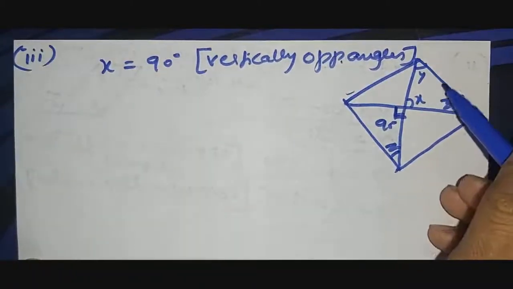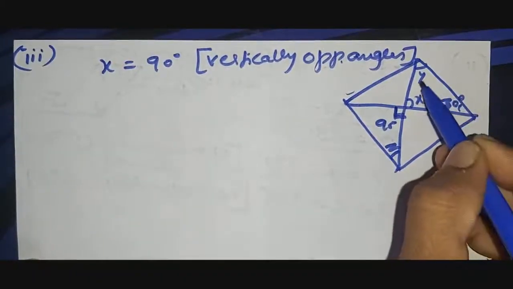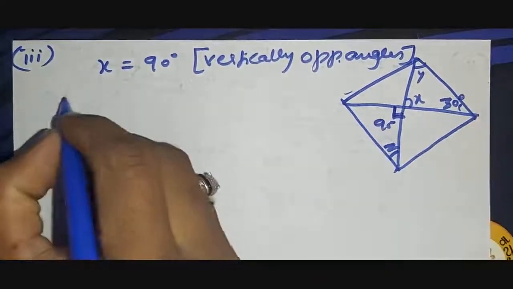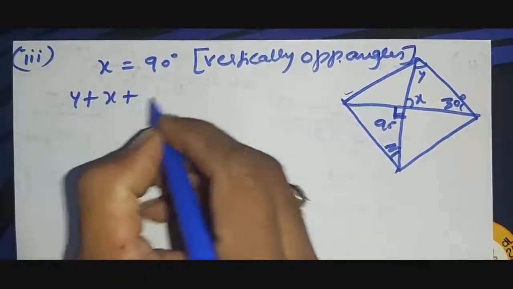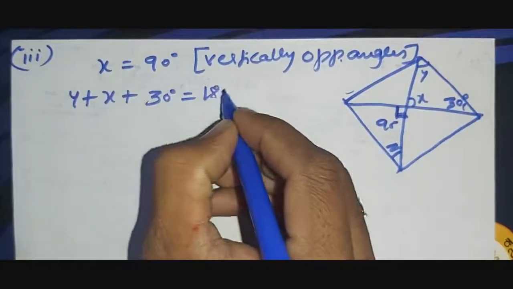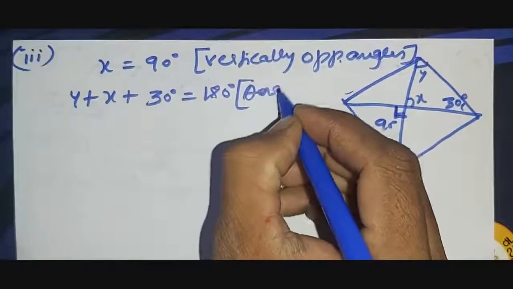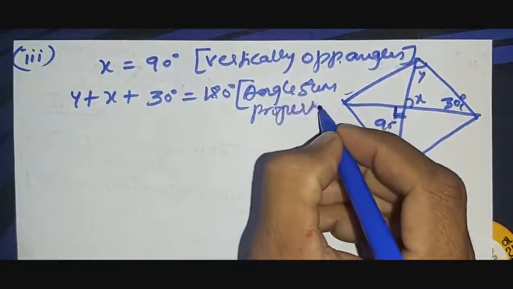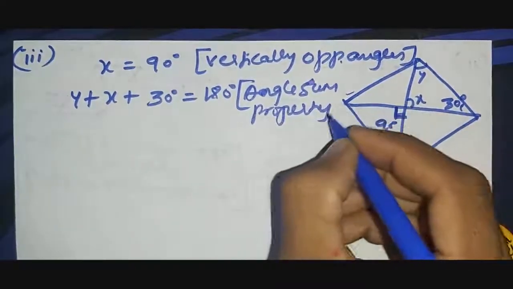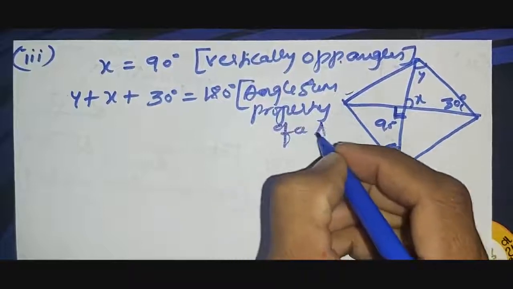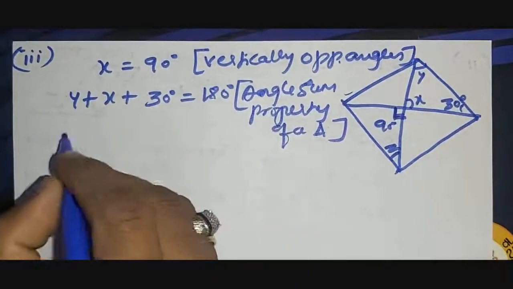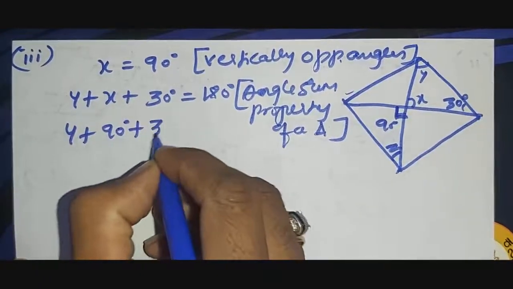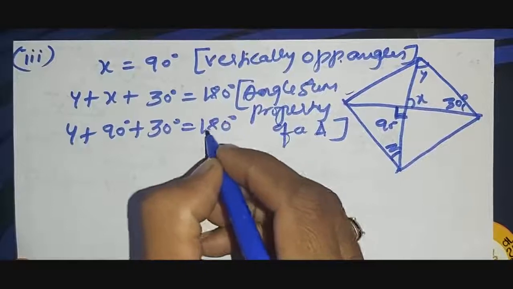And also see, the sum of the angles in a triangle is 180 degrees. Or y plus x plus 30 is equal to 180 degrees because of the angle sum property of a triangle. And here y plus x is equal to 90 degrees, we have to put in this, plus 30 degrees is equal to 180 degrees.